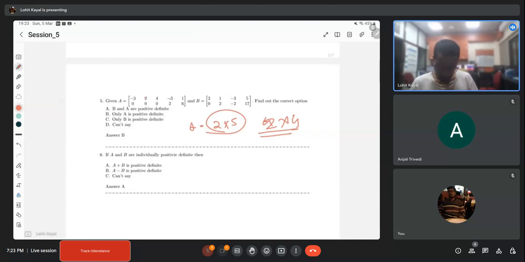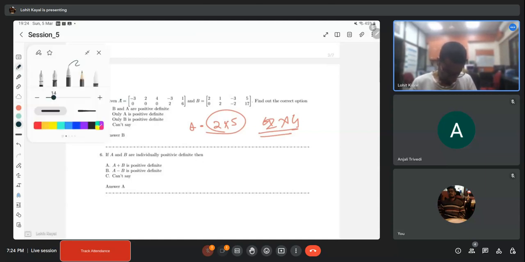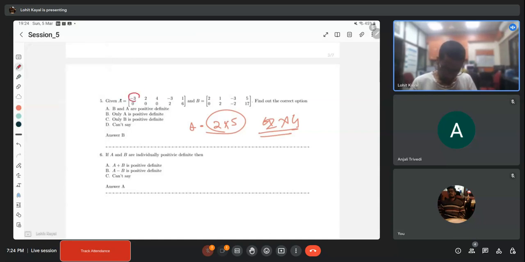But it was discussed in class that for a positive definite matrix we can find it from the elements themselves. If all the pivot elements are greater than zero, we can say that this matrix is a positive definite matrix. Now see these two matrices. Clearly, this first element is a pivot element. Now, what will be the second pivot element?